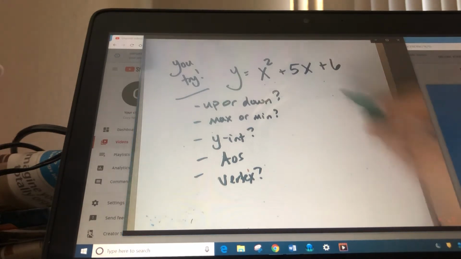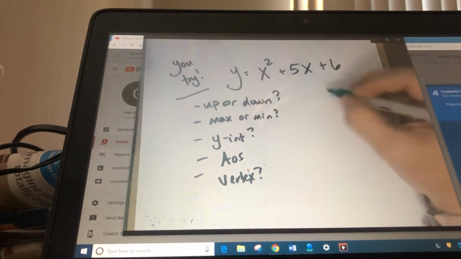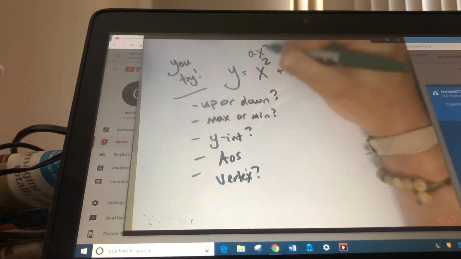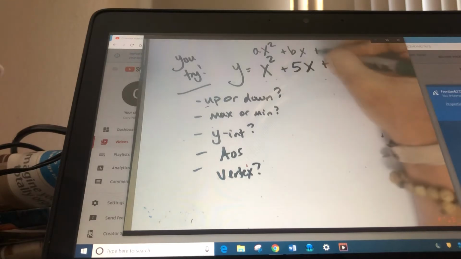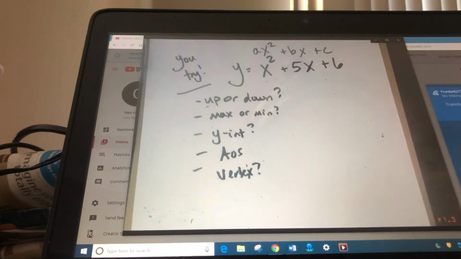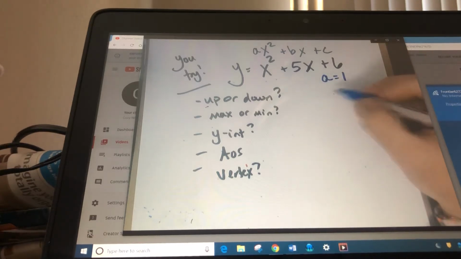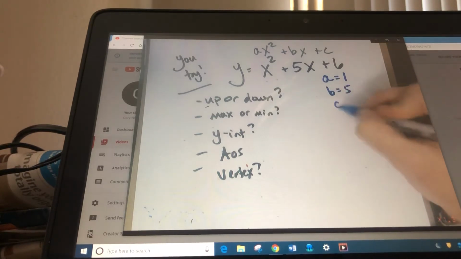All right, let's do it. This is a quadratic in standard form, ax squared plus bx plus c. And let's write down what we got here. Remember, the first thing you want to do is write down what a, b, and c are. So a is 1, b is 5, c is 6, right?